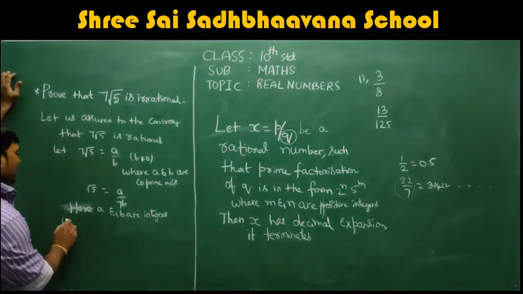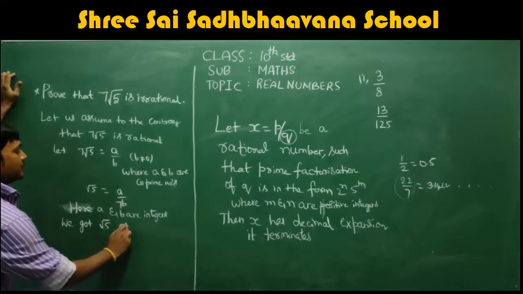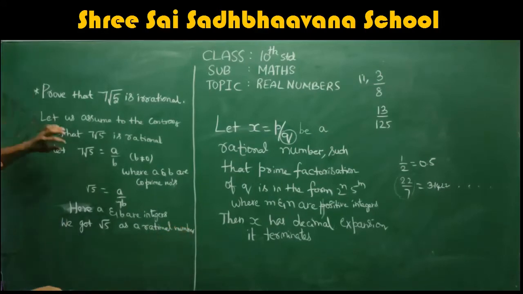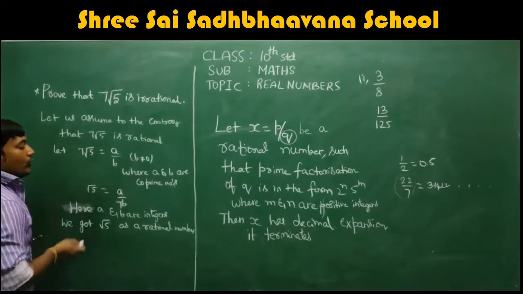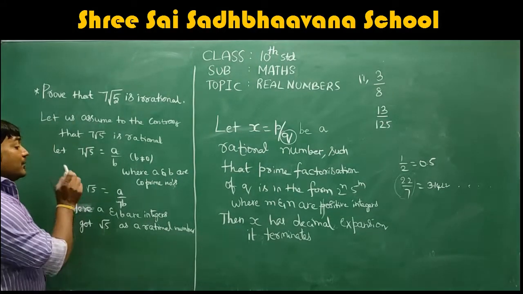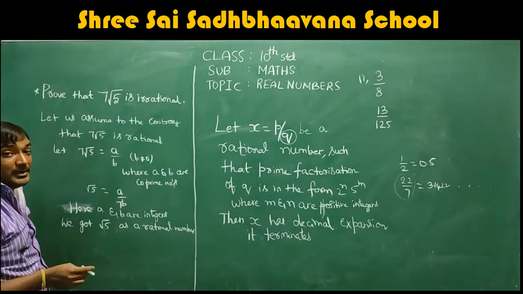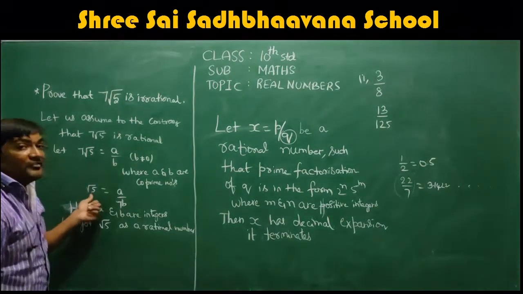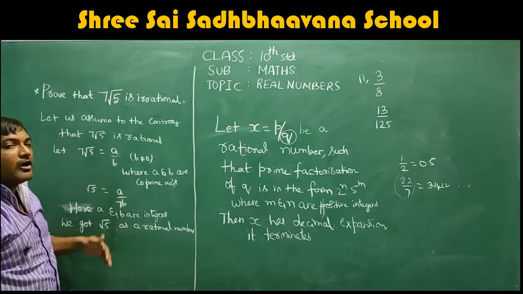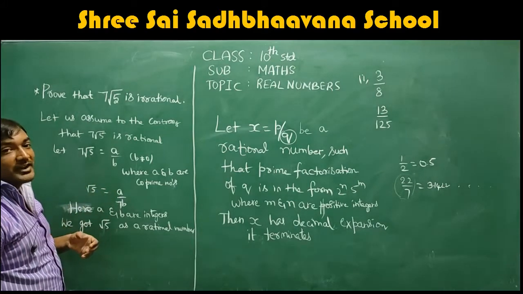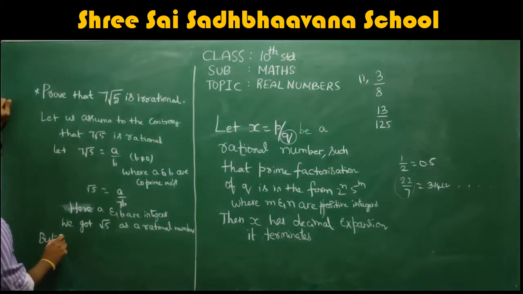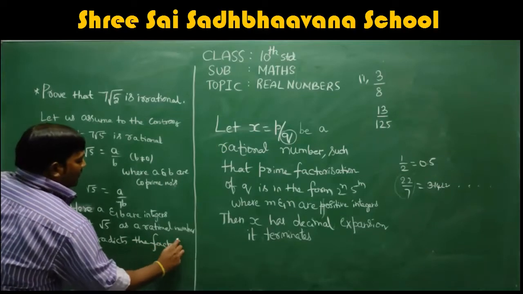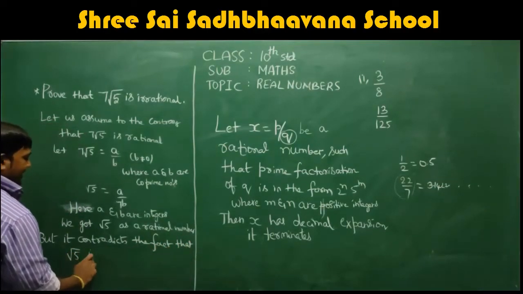If A and B are integers, we got root 5 as a rational number. We are getting the same kind of step we already did in the previous sums. Root 5 can be written as A by 7B. It means you are able to write root 5 in P by Q form. If you are able to write any number in P by Q form, that is considered a rational number. So obviously we got root 5 as a rational number. But it contradicts the fact that root 5 is irrational.